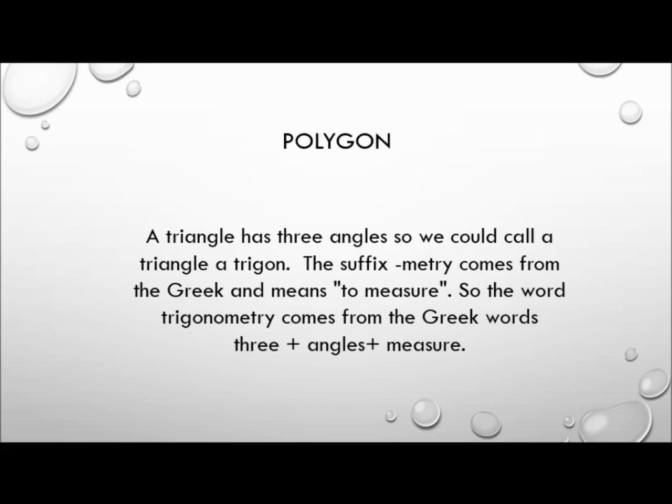Now a triangle has three angles, so we can call a triangle a trigon. In fact, the suffix metri comes from the Greek meaning to measure. So the word trigonometry actually comes from the Greek words three, angles and measure. So trigonometry is the measurement of three angled shapes.